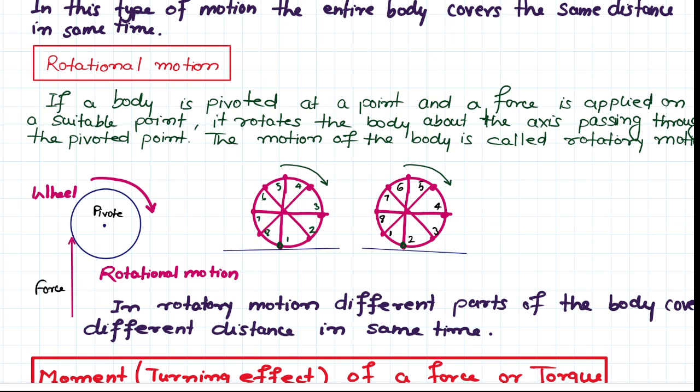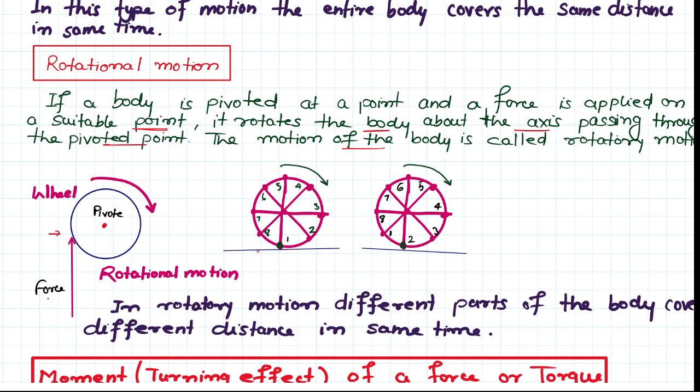Here I can say: if a body is pivoted, like a cycle wheel or cart wheel, anything, that wheel is pivoted at a point and a force is applied at a suitable point, it rotates the body about the axis passing through the pivoted point. The motion of the body is called rotatory motion. When you apply a force here, this is the pivoted point we have right here. This is a wheel. When we apply a force here, it will start rotating like this.